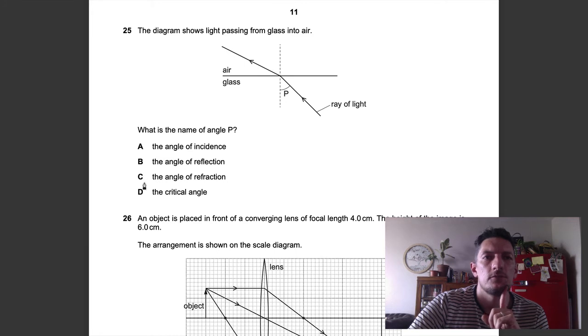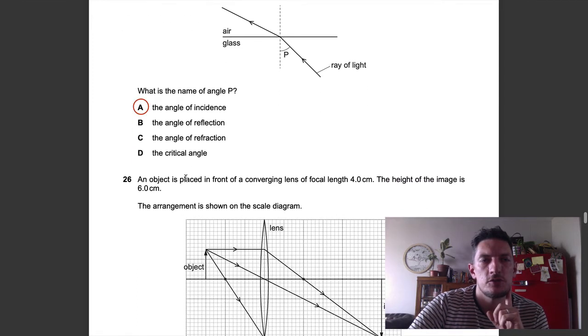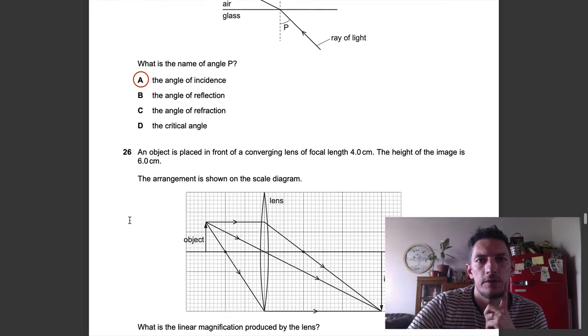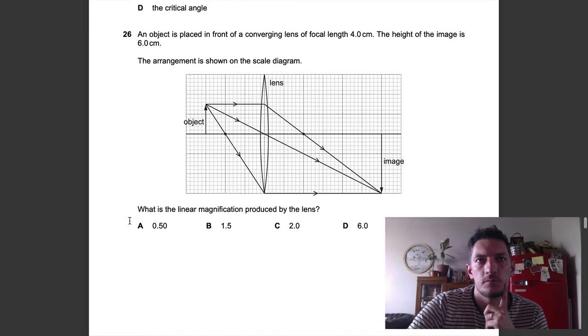More like, is it refraction or incidence? I'm not actually sure. I'm going to go with angle of incidence. I might be wrong about this one. I guess we'll check. This is the first question that I've really been a little bit uncertain about. So I'll just have to validate myself over there when we come back to this.